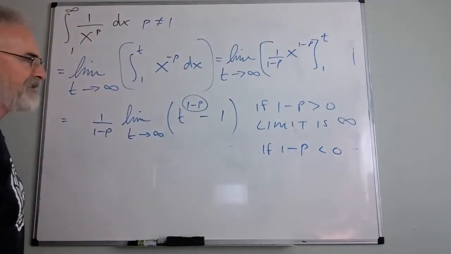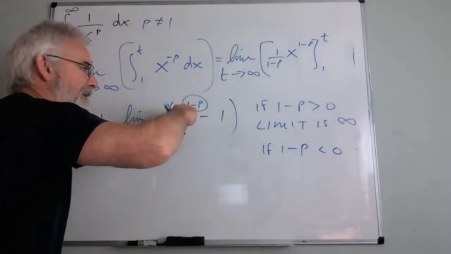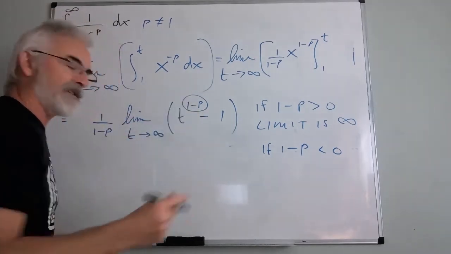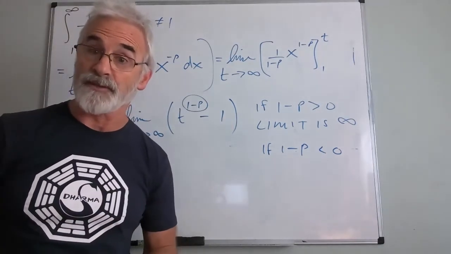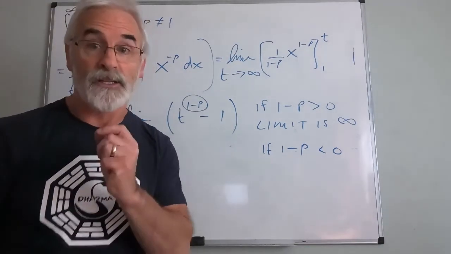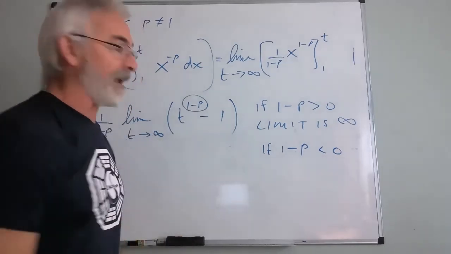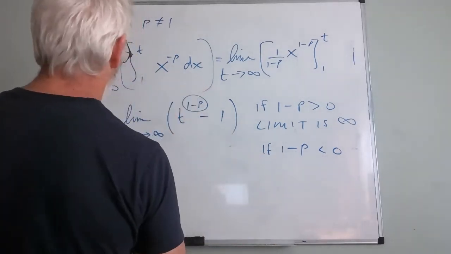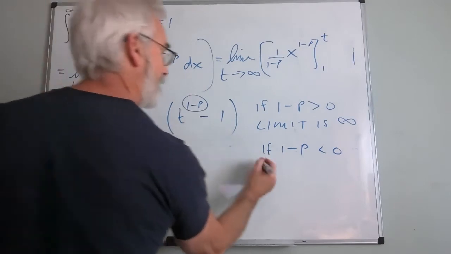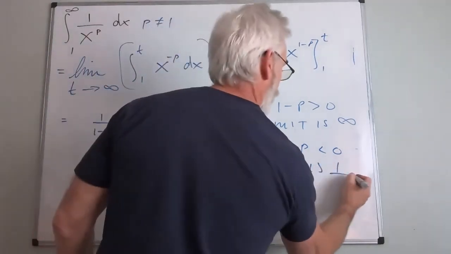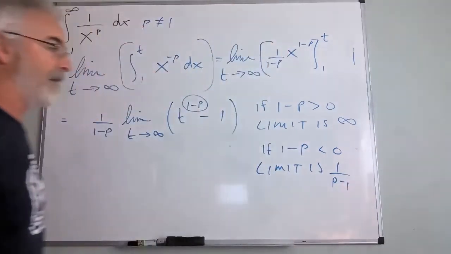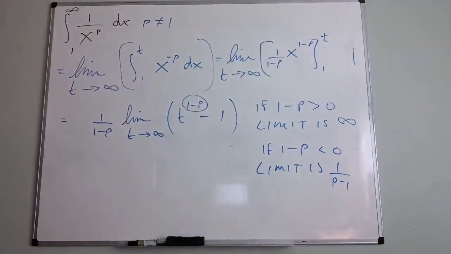If 1 minus P is negative, then doesn't that mean that technically the T is now in the denominator? And if the T is in the denominator, it became a transient term, and therefore that term would approach 0. And my answer would simply be this times -1, which I could write as 1 over P minus 1. So it has everything to do with the sign.